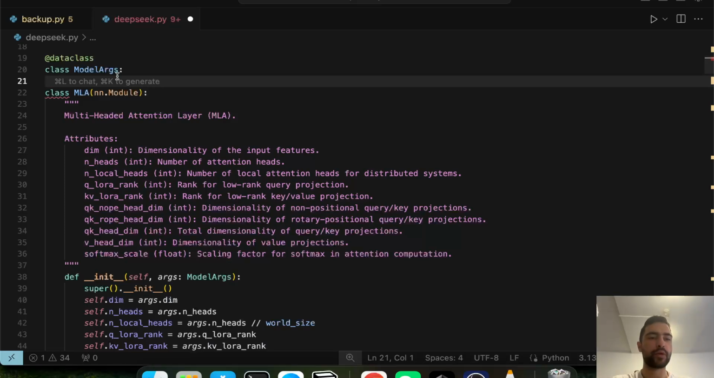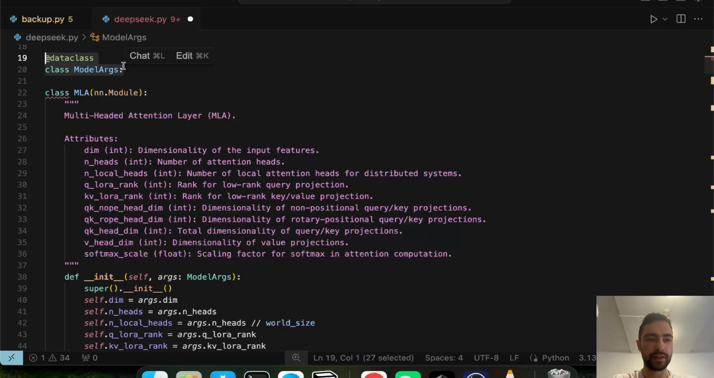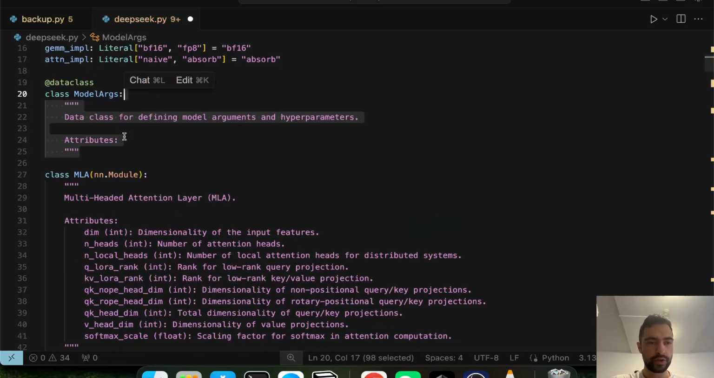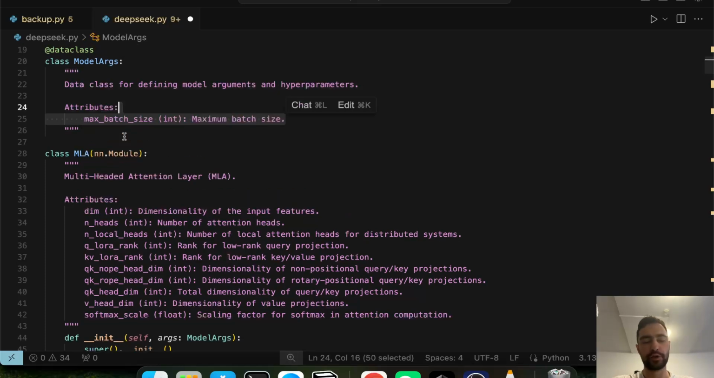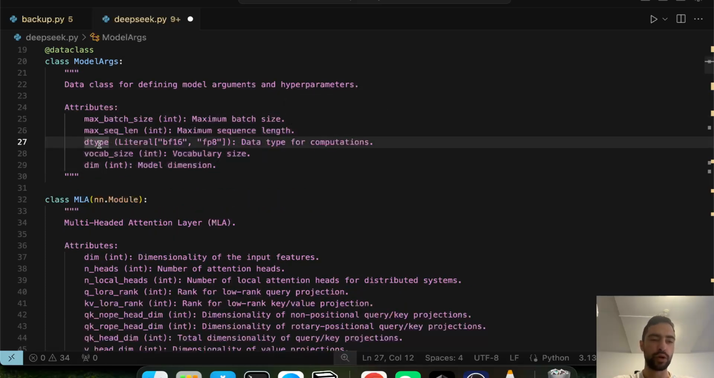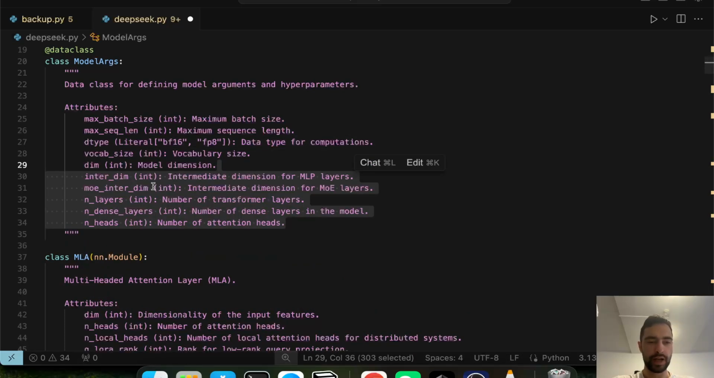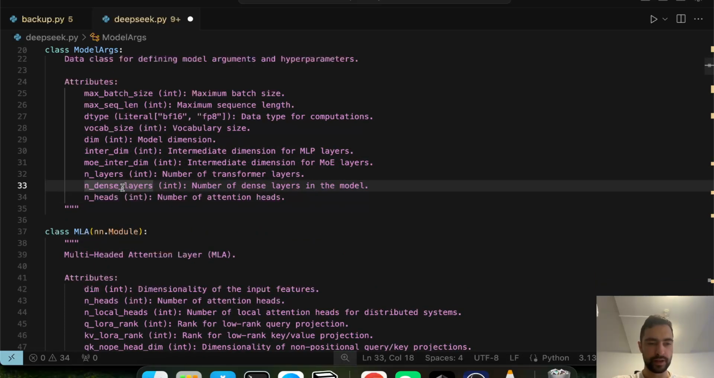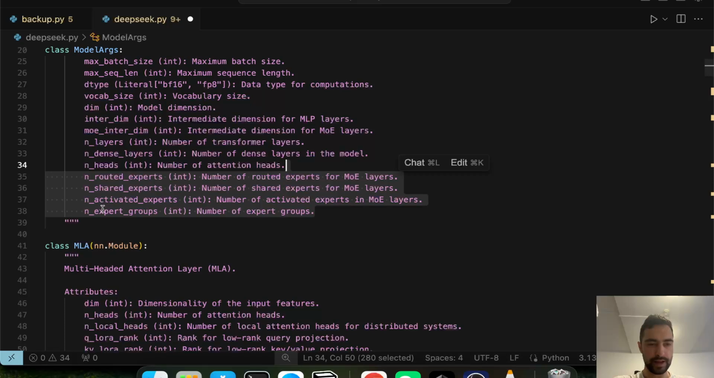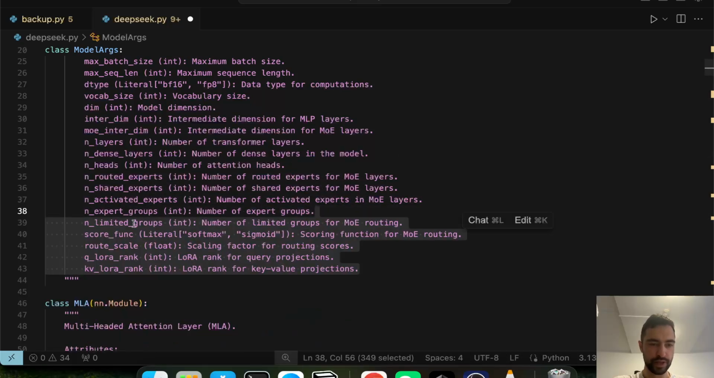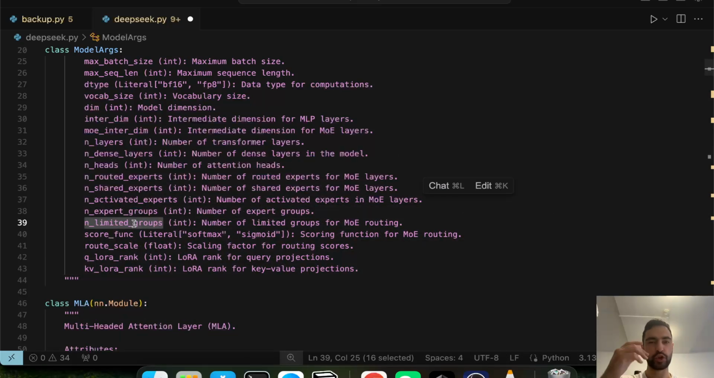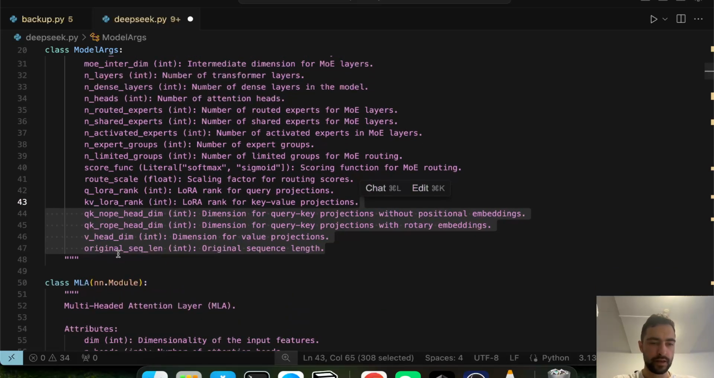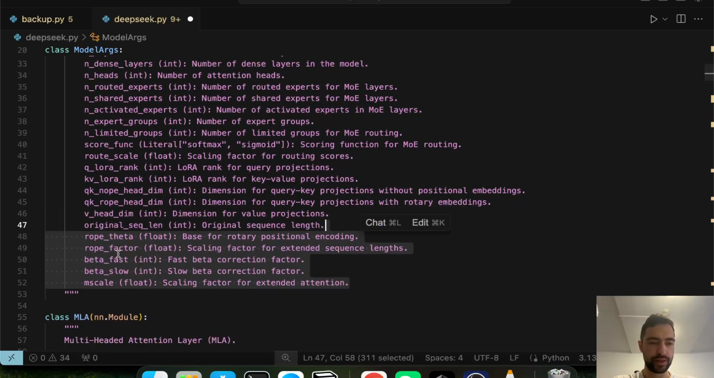Now we will add model arguments here on top of the file. So this is going to be what we already talked about, a lot of them. Max batch size, you know all of these, what they mean. So I'll just skip through them quickly. And expert groups and limited groups is the top K groups we are selecting, that's it. So all of this should be familiar to you.